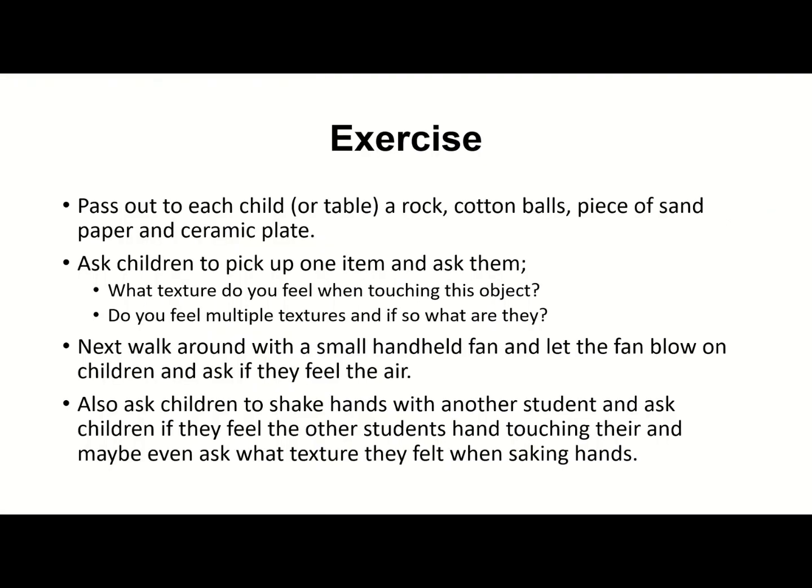So for this exercise, I'm going to pass out to each child, or you can do each table, or pass one item and have them pass it around the circle, depending on how many children are in the group. I'm going to pass out a hard item, such as a rock, a soft item, such as a blanket, a smooth item, such as a plate or glass, and then a rough item, like a piece of sandpaper. And then I want each child to feel these items and tell me what they feel. And when they feel it, do they feel one texture or two textures?